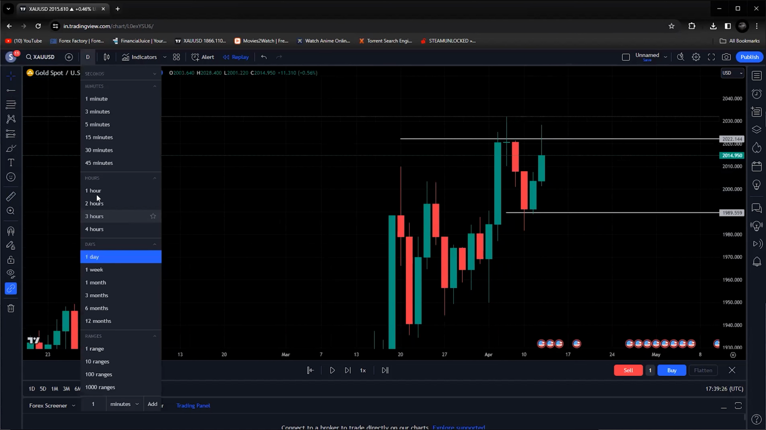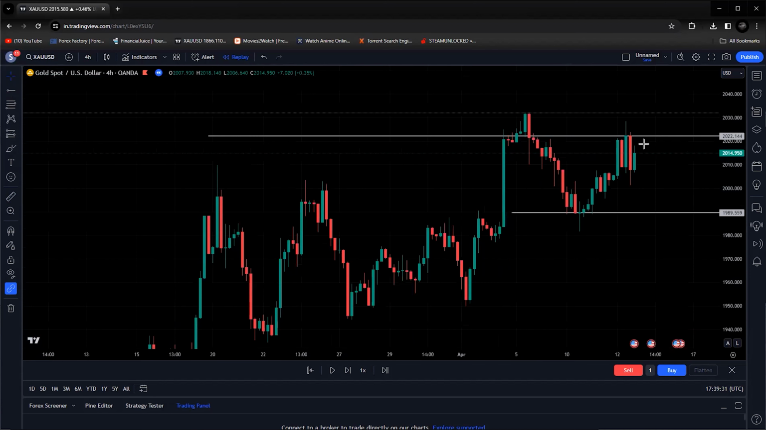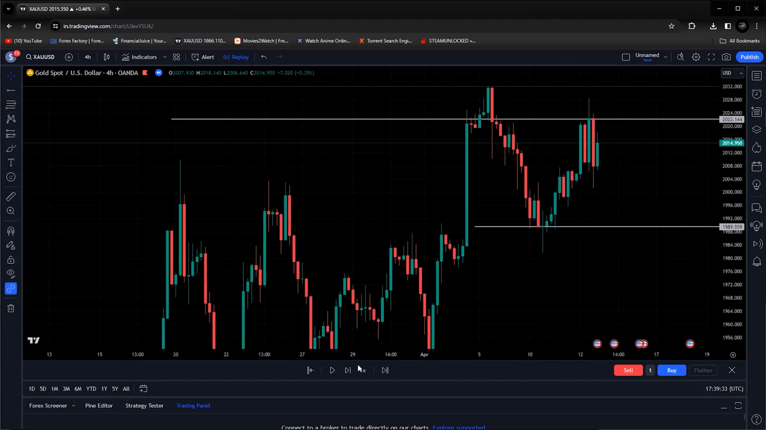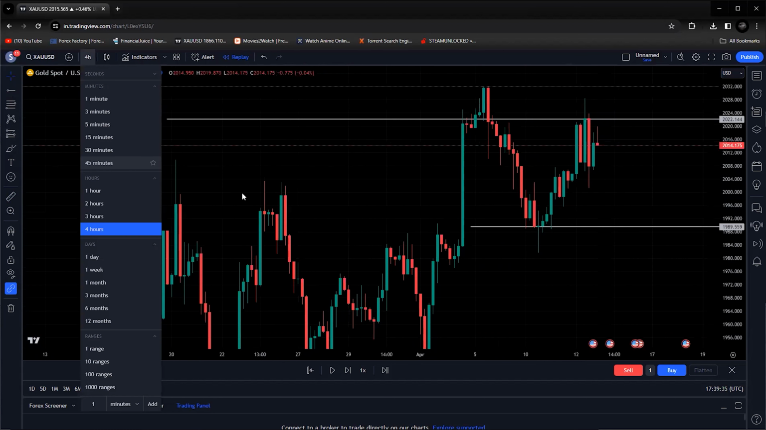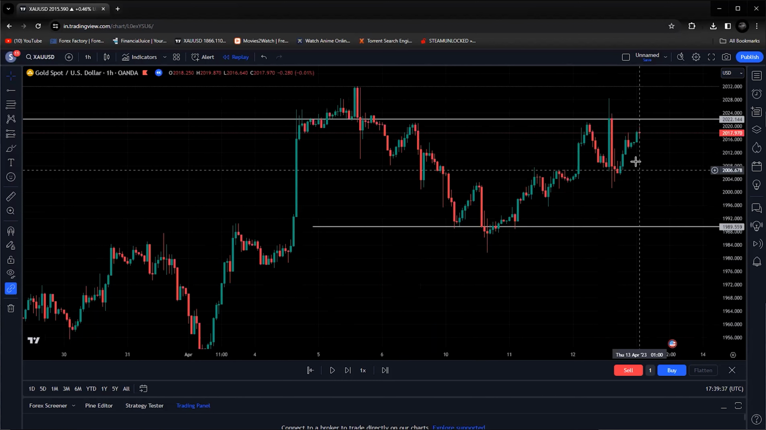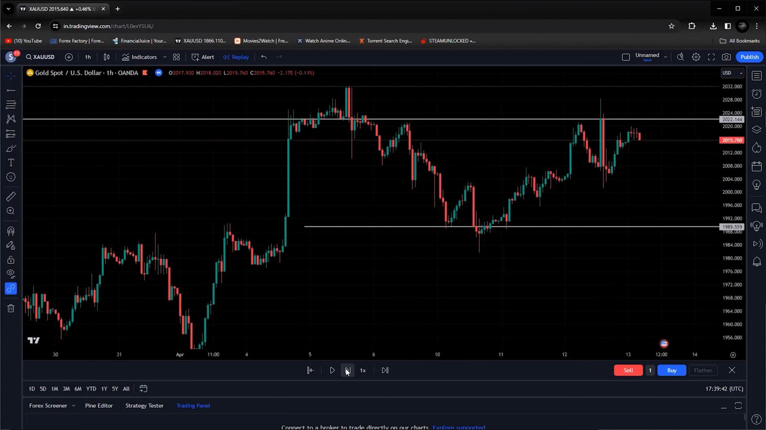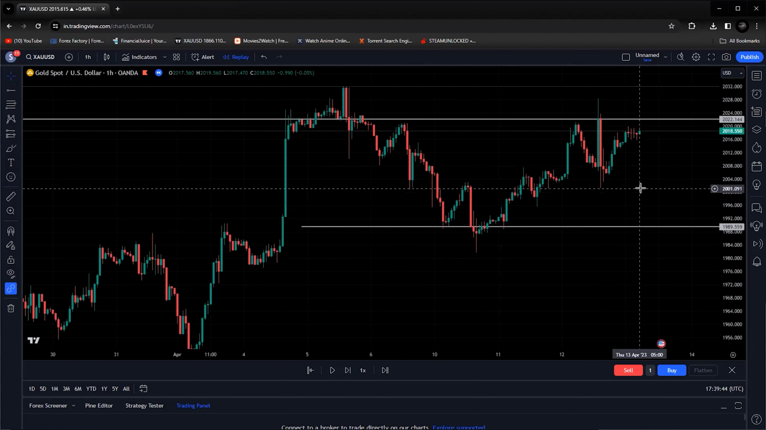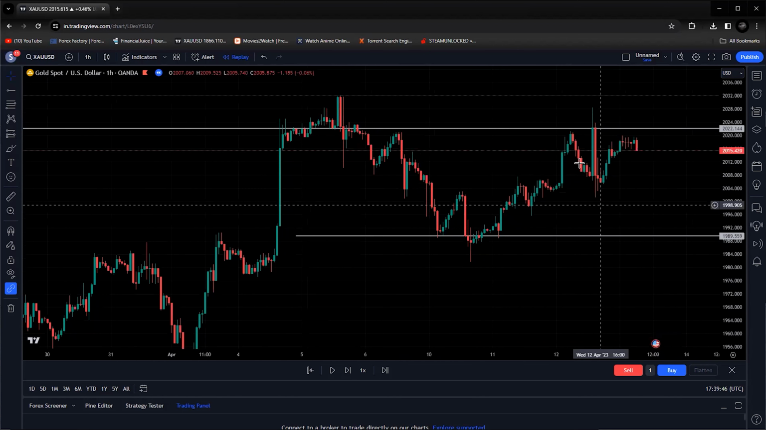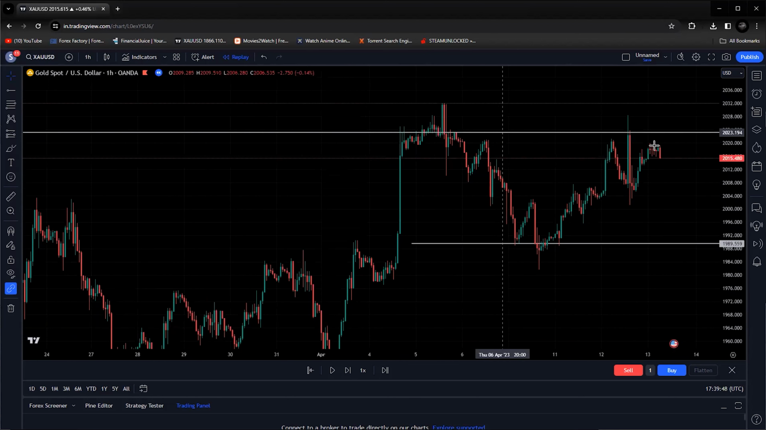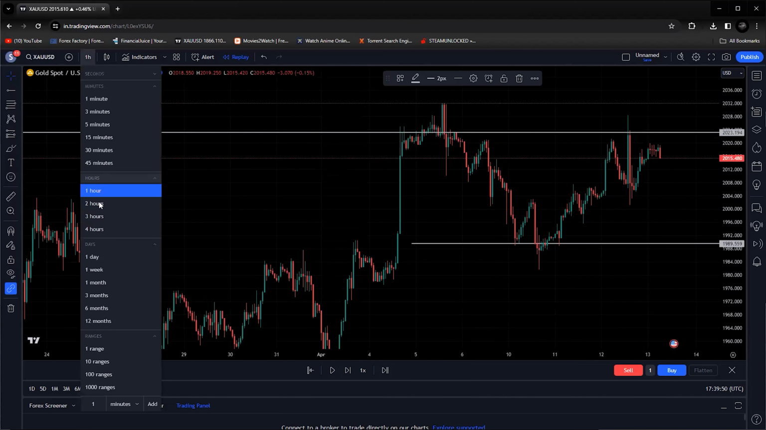But since we are scalpers, I'm going to jump down to the 4 hour time frame and go forward a bit up until pre-London, because that is the time I trade. Now, from the daily time frame, we've already seen that we were bullish, but we failed to close above this resistance. So we could be in a bit of a range.